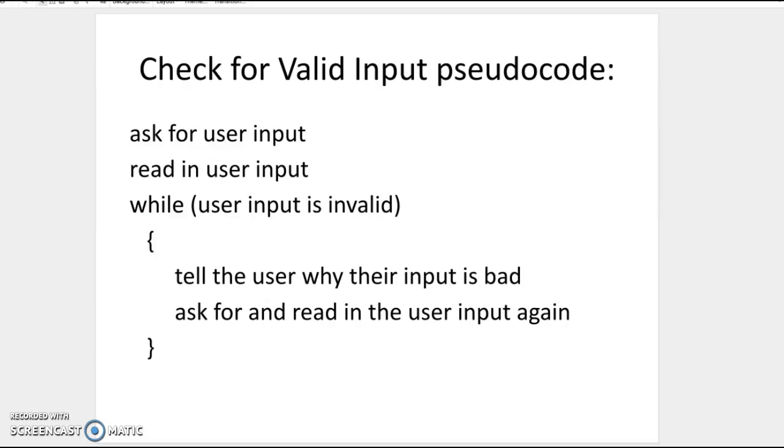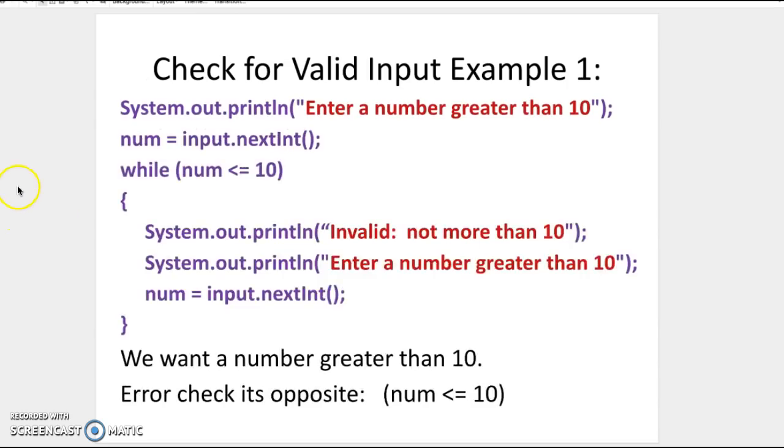So we have an example here where, for whatever reason, the user was prompted to enter a number greater than 10, and here we read in their input. And then here, if it's not greater than 10, which means it's less than or equal to 10, we say invalid, and we prompt again, and we read in again. And so that will keep repeating until they finally enter a number greater than 10, and then we can continue in our program, and whatever we want to do with that number greater than 10, we can now do.